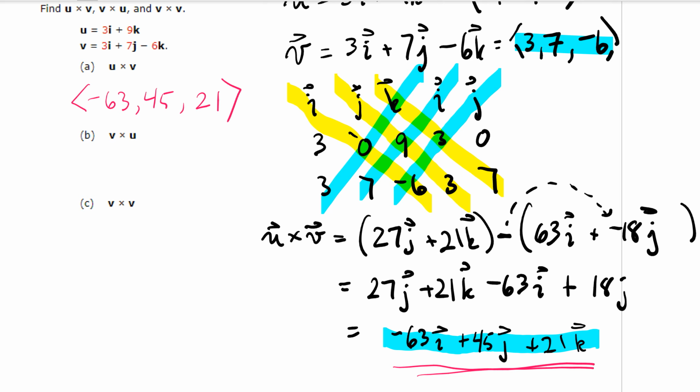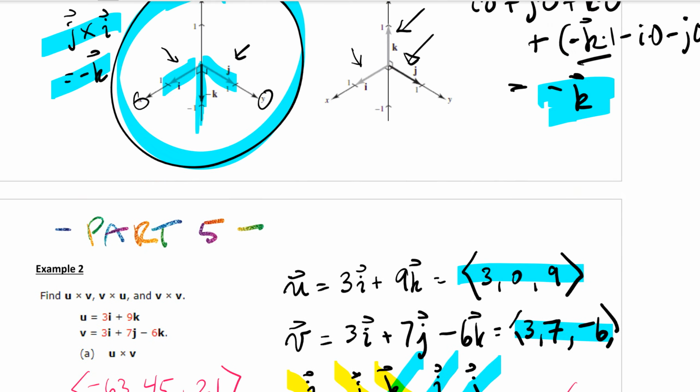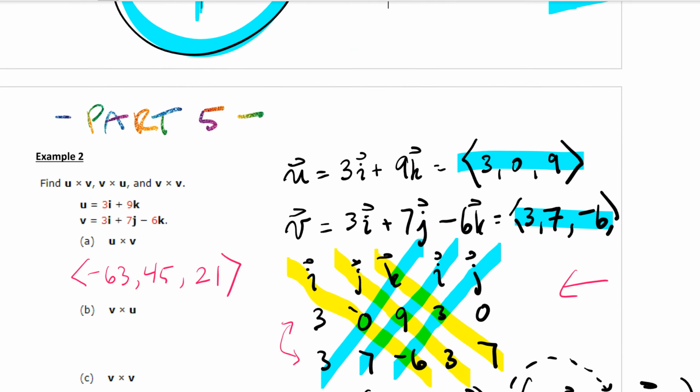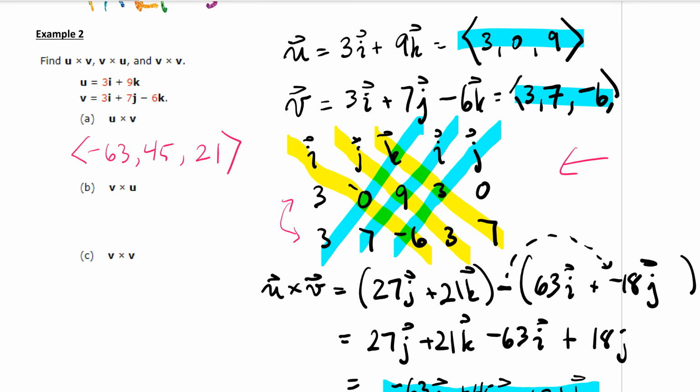Now part B, v cross u, we could do the same kind of way. We would have to switch these two columns, if you think about it. But we have the algebraic property back here. Number one, u cross v is negative v cross u. Now how that applies here is like so. Here we have v cross u. So that's going to be, it's not u cross v, but it is negative u cross v.